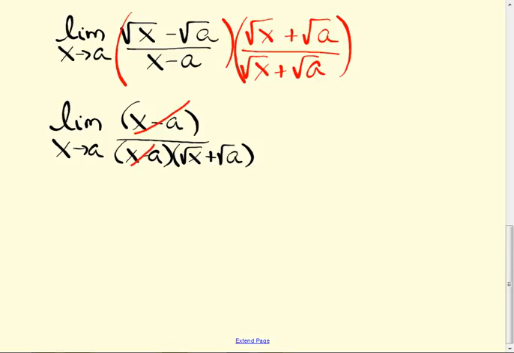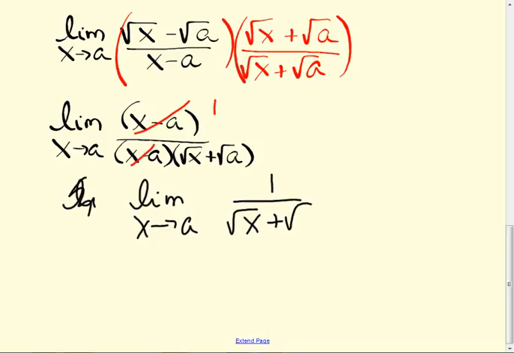And what's still in the numerator? 1. So then I'm going to get the limit as x approaches a. Oh, I just have to substitute that in. Well, let me write it out. The limit as x approaches a, it's 1 over the square root of x plus the square root of a. And when I substitute in a, it's 1 over the square root of a plus the square root of a.